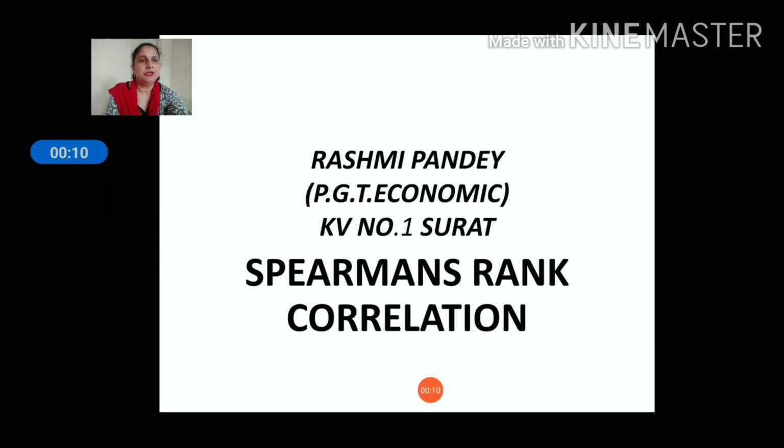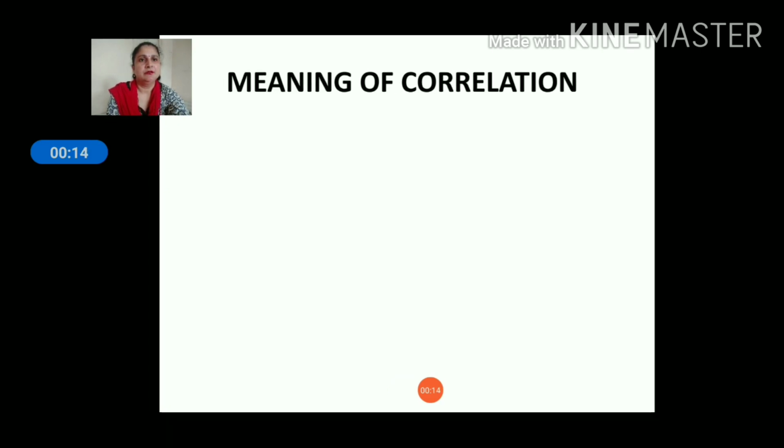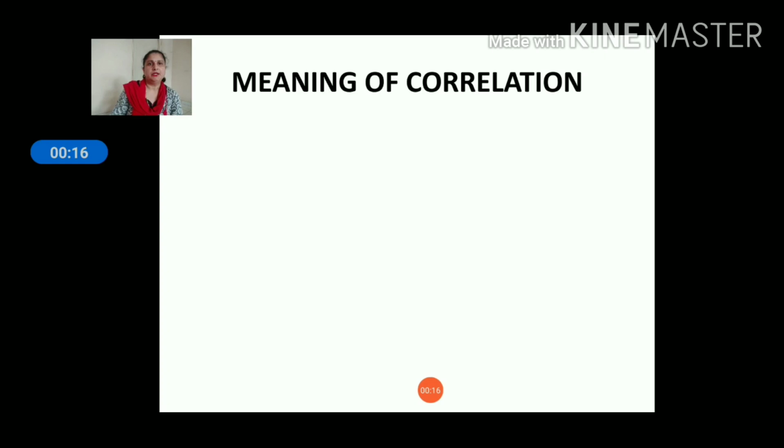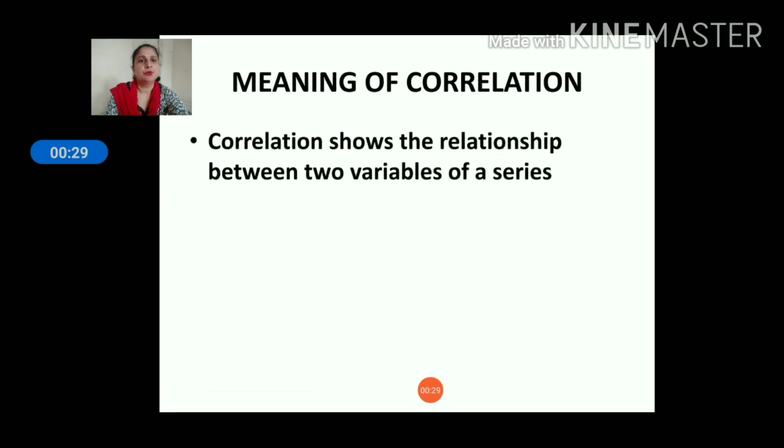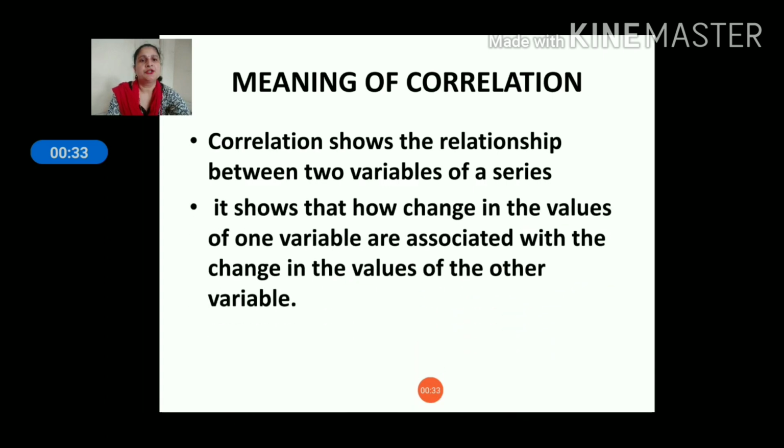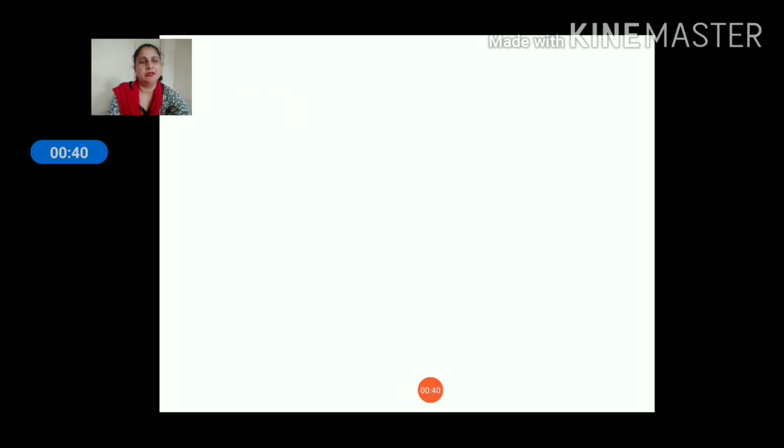In this video, we will take up the methods of discussing rank correlation when ranks are not given. We have to put the ranks to different variables. So first of all, we will see the meaning of correlation. Correlation shows the relationship between two variables of a series, and it shows how change in values of one variable is associated with change in values of the other variable.